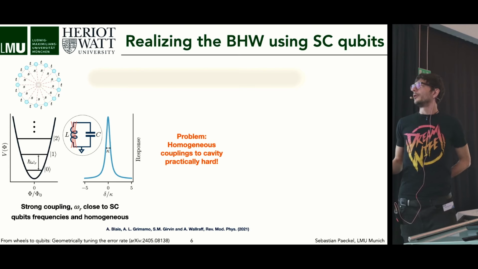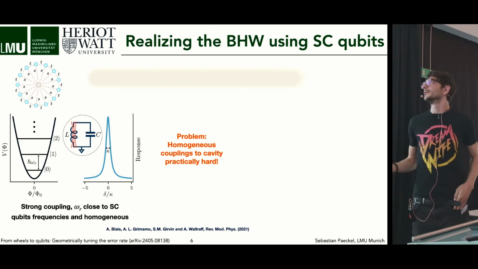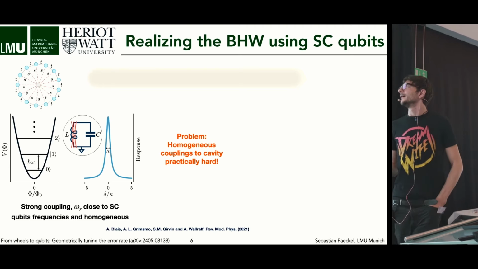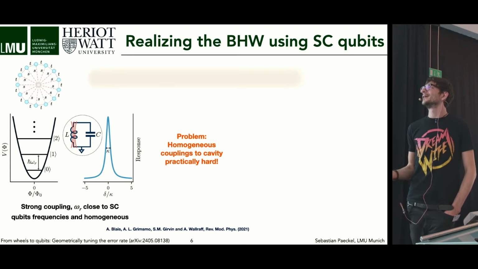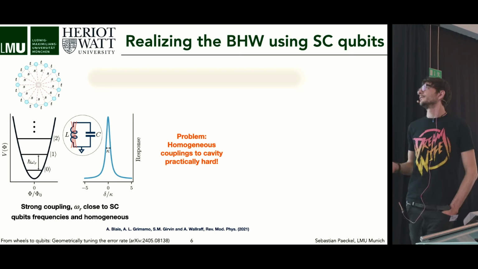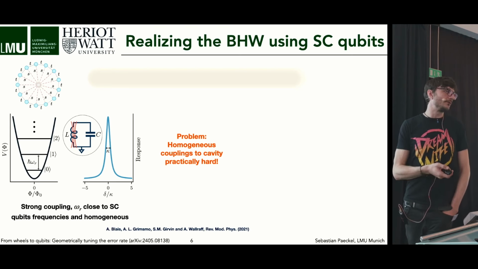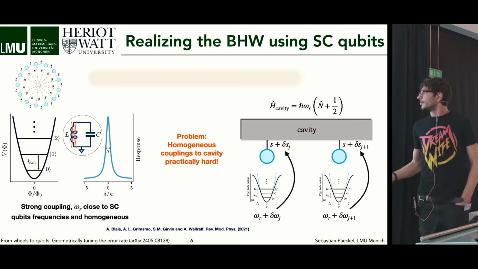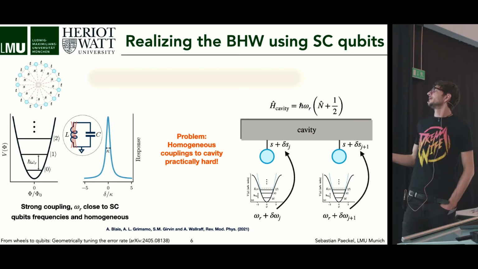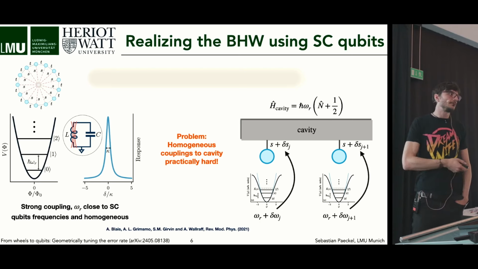One big problem of coupling superconducting qubits to a cavity is that, at least that's what experimental friends told us, it's hard to homogeneously couple many qubits to one cavity, especially if you want to have a strong coupling limit. But I mean, for us, that's okay. All we need to do is, theoretically, we just introduce perturbations, right?